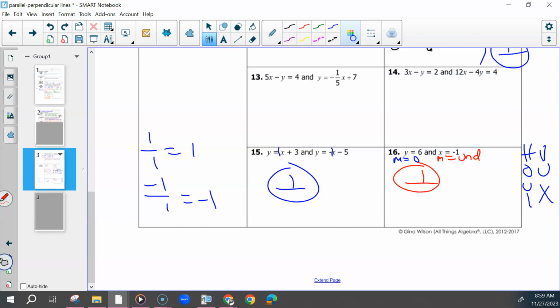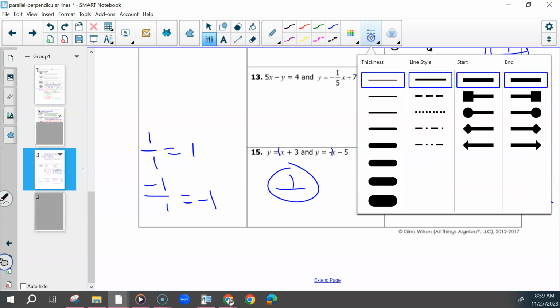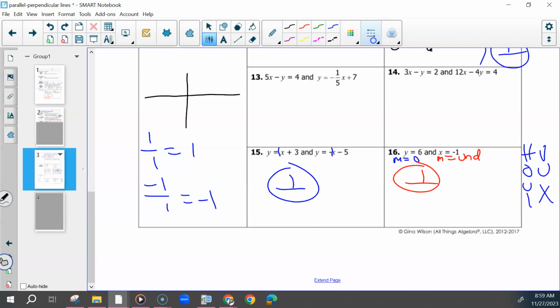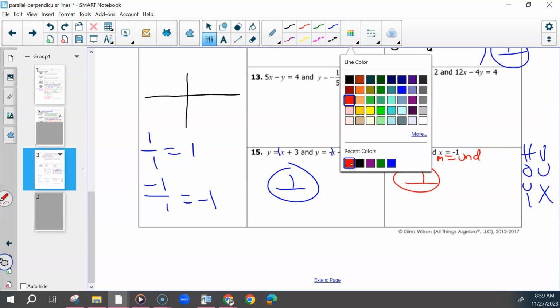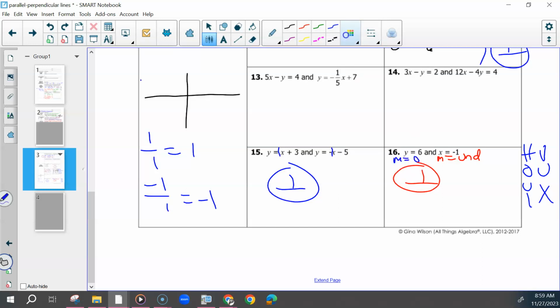If you wanted to graph it, I'll do a short little graph over here. You can do this if you want. So the y equals 6 would be something up here, and then the x equals -1 would be something off to the side. So you can see they cross, they make that T. If you had two of the same thing, like 2y equals, 2x equals, those would be parallel. If you had one of these and one of these regular equations, that would be neither.